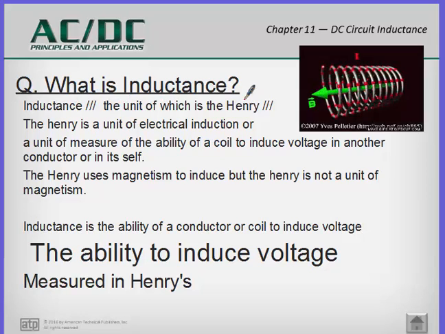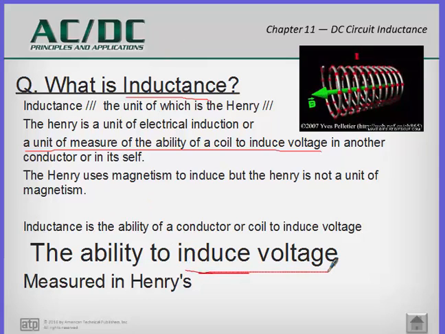Inductance, the unit of which is the Henry. The Henry is a unit of measure of the ability of a coil to induce voltage in another conductor or in itself. The Henry uses magnetism to induce, but the Henry is not a unit of magnetism. It is a unit of inductance. So the short definition for inductance is the ability to induce voltage.